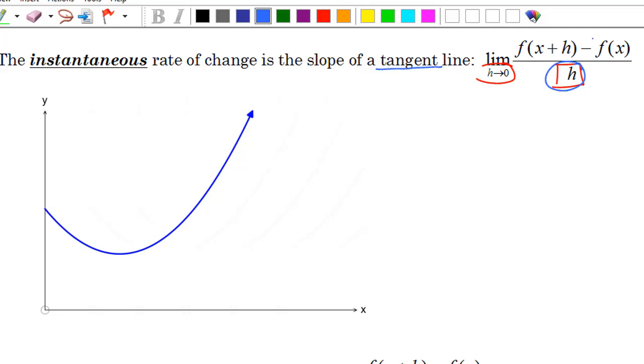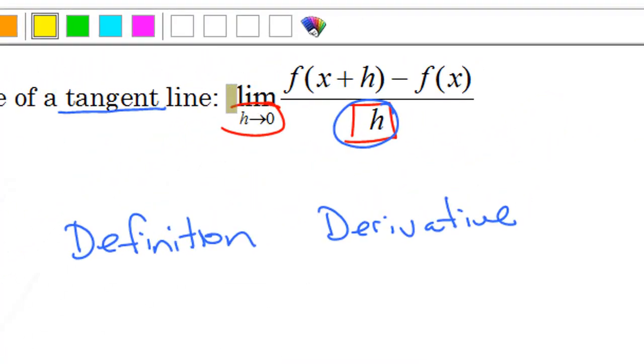Because that distance is really 0, instead of having 2 points, we have 1 point, and we want to find the slope of the tangent line. And that is indeed the definition of the derivative. It is the limit as h approaches 0 of f of x plus h minus f of x, divided by h, and then of course we need to take that limit.